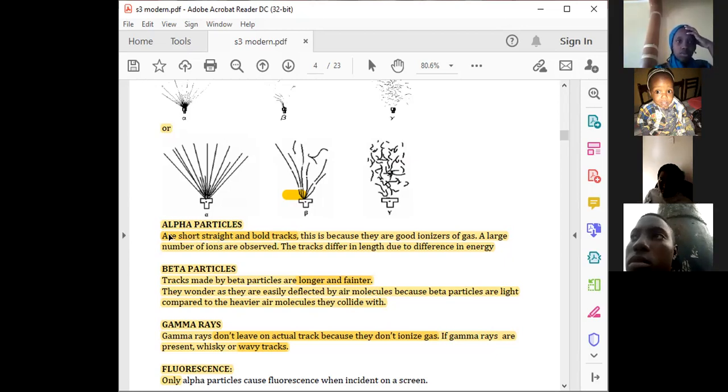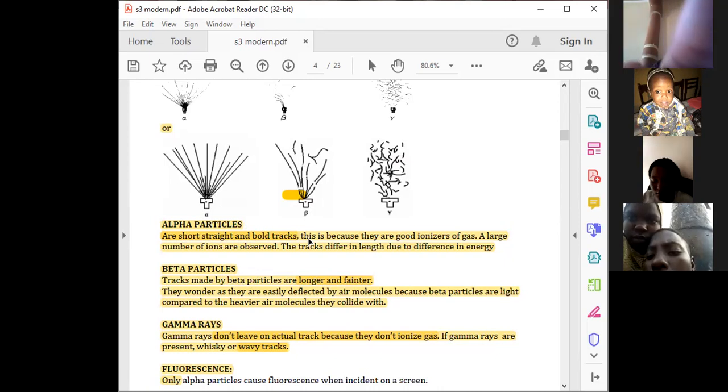An alpha particle, short, straight, and bold tracks. Then beta particles, they are long, they are not straight. That is another thing that is not included here. And they are fainter. Why am I saying fainter? They are fainter because I'm making a comparison between beta or beta particle and alpha particle.